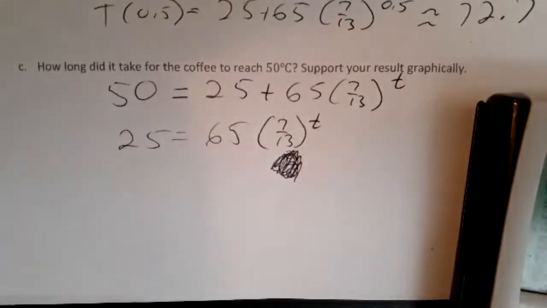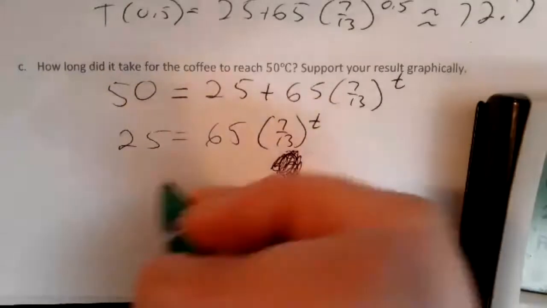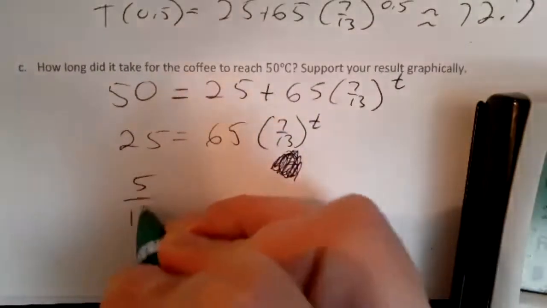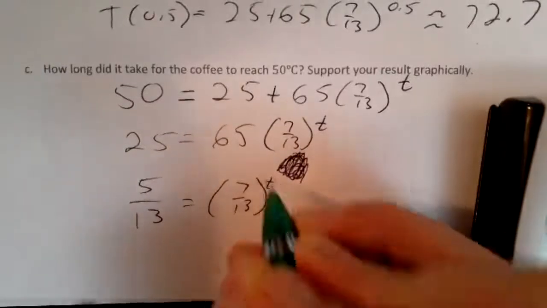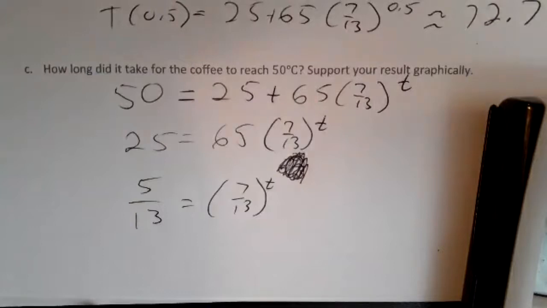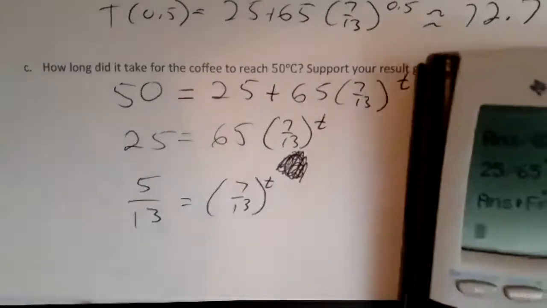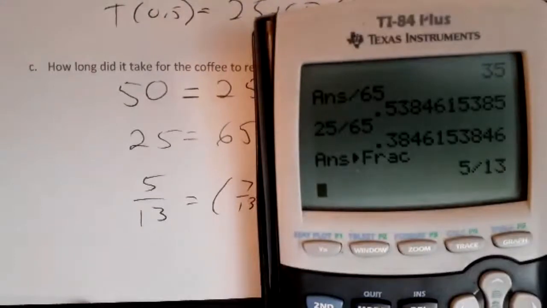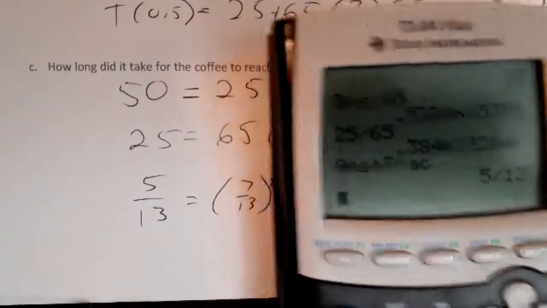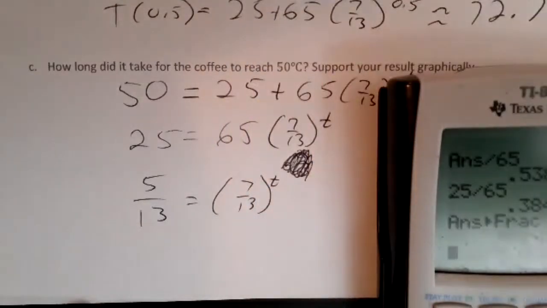That's not pretty. 5/13. So 25 divided by 65, I'm simplifying it. When I divide 25 by 65 and I simplify it, it should give me 5/13. So I divided the two, then I converted them to a fraction, right? Okay, so we have 7/13 to the t equals 5/13.